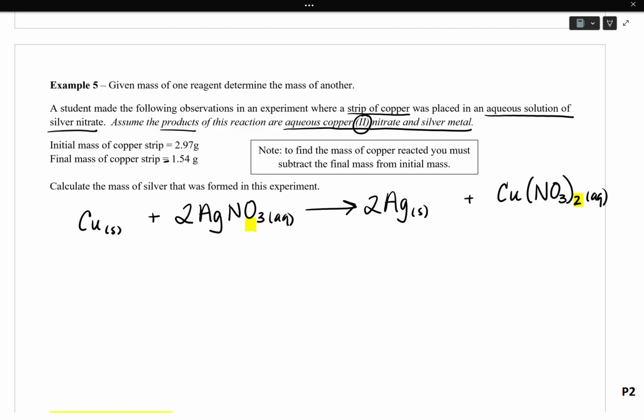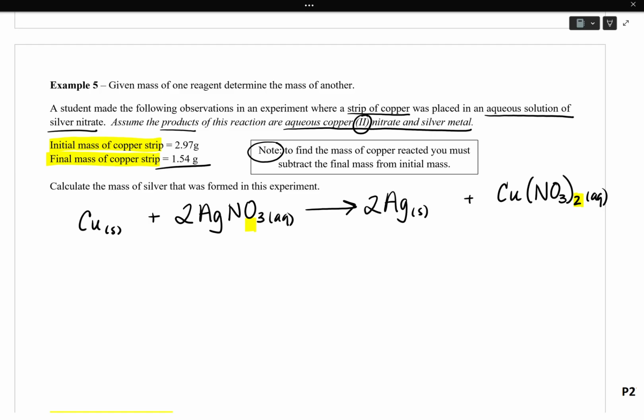Now we need to determine the mass of silver nitrate. But first, take a look at this information here. They are telling us the initial mass of our copper strip, so before we put it into the solution. And then at the end of the reaction, they tell us the mass of the copper strip afterwards. So if we want to find the mass of the copper that reacted, we have to subtract the two values.